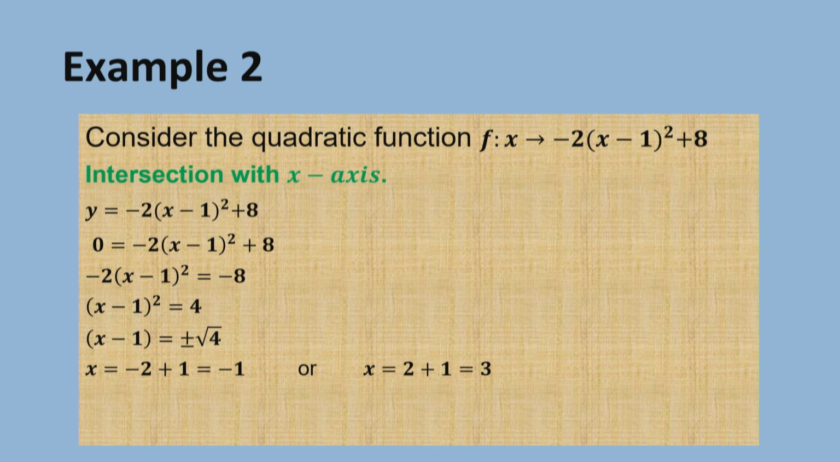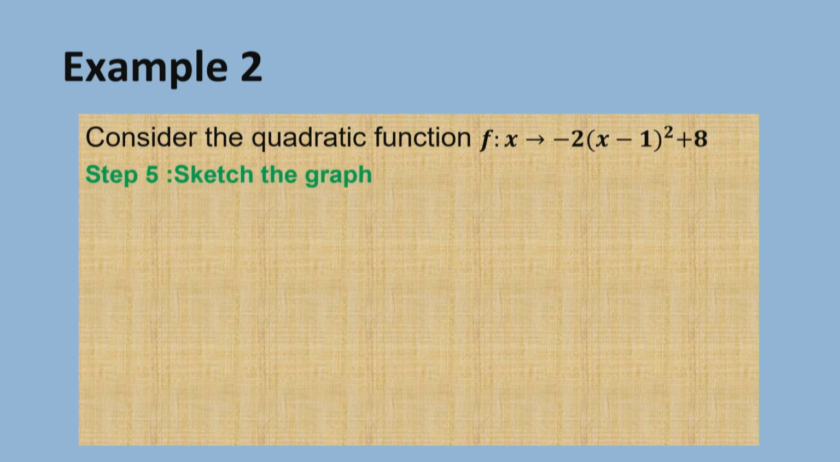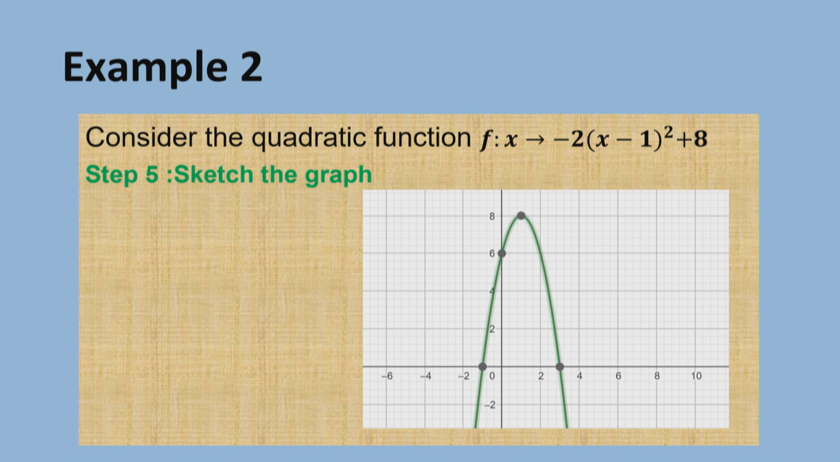x will be minus 2 plus 1, which is minus 1, or x will be 2 plus 1, which is equal to 3. Therefore, the points of intersection with the x-axis will be (minus 1, 0) and (3, 0). We sketch it now. So you've got the graph.